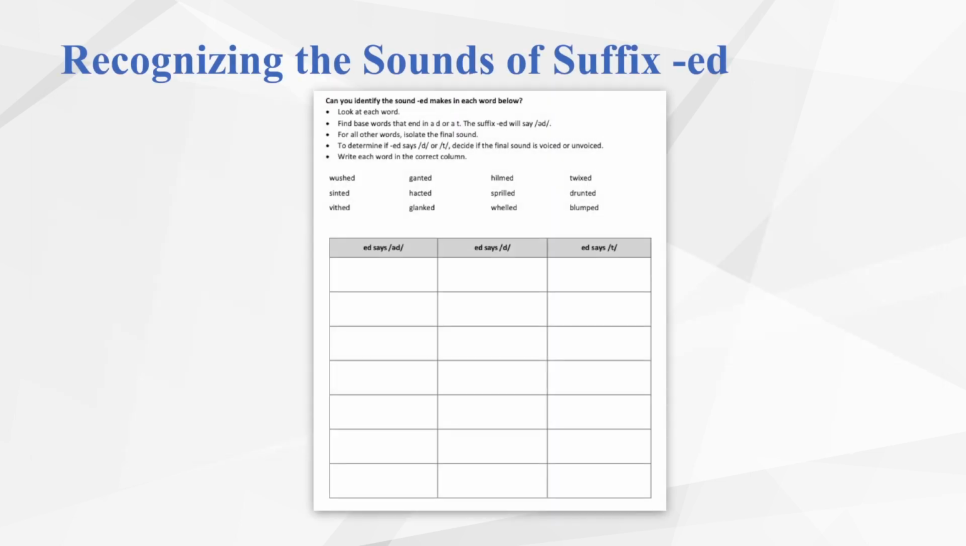In your manual, you have a practice activity similar to the one that you see on the screen. We would like for you to apply this concept of the pronunciation of ed and whether it's saying id, d, or t, and classify the words in the word bank in the appropriate column. The first column on the far left represents ed saying id or ud. The middle column, ed says d, and the right column would be ed says t.